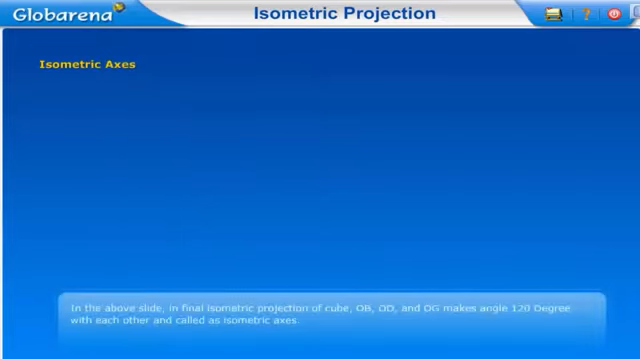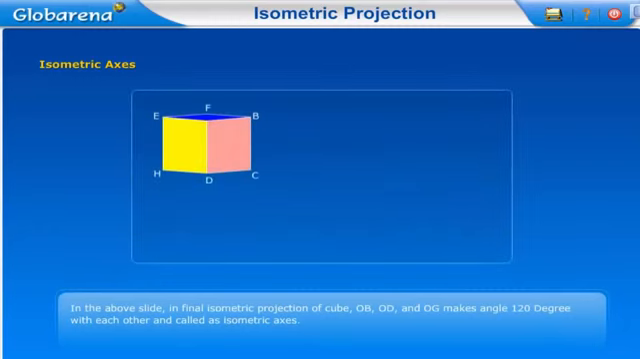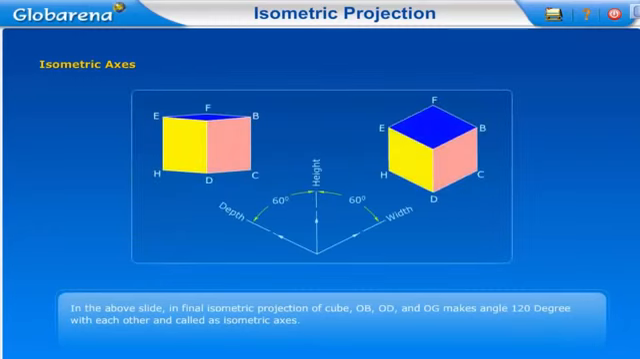Isometric axis. In the above slide, in the final isometric projection of the cube, OB, OD and OG make an angle of 120 degrees with each other and are called the isometric axes. Any line parallel to one of these axes is called an isometric line, and a line that is not parallel to these axes is called a non-isometric line.